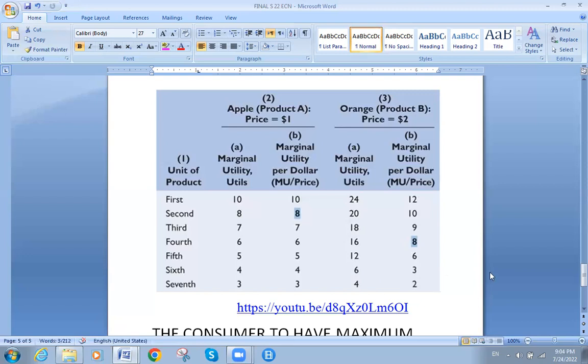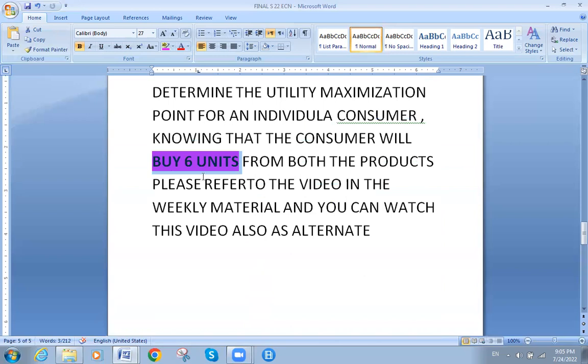What we will do now, because we are looking for maximizing the utility, is look for the similar numbers, the same numbers in the outcomes. So I will check for the numbers which are similar. I have 8 here and I have 8 here. And I have 6 here and I have 6 here. And I have 3 here and I have 3 here. But which numbers will I choose? I will choose the numbers that satisfy the condition of 6 units.